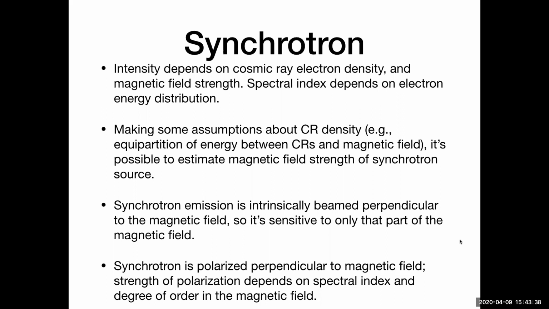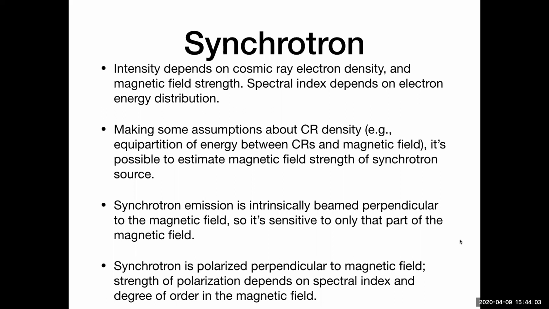The second aspect of that, although it's not relativistic, is that there is a net polarization to synchrotron radiation, and it is also perpendicular. Well, it's perpendicular to the component of the magnetic field in the plane of sky. So if you have a magnetic field line, the polarization is always orthogonal to that.